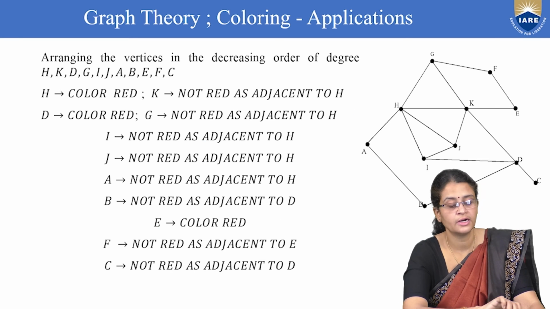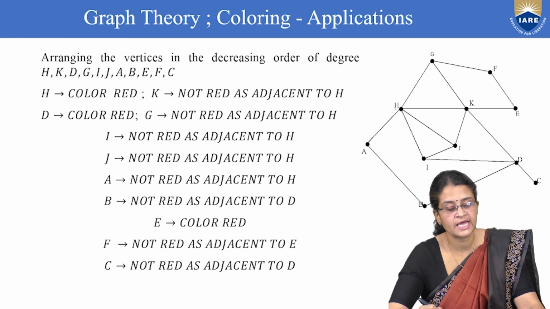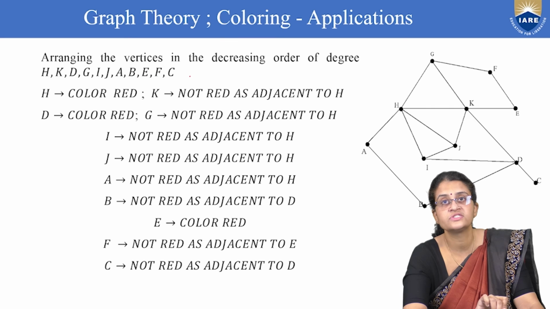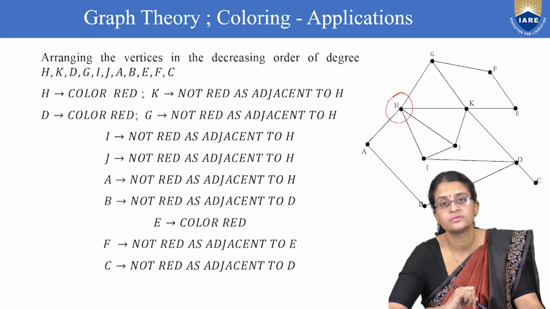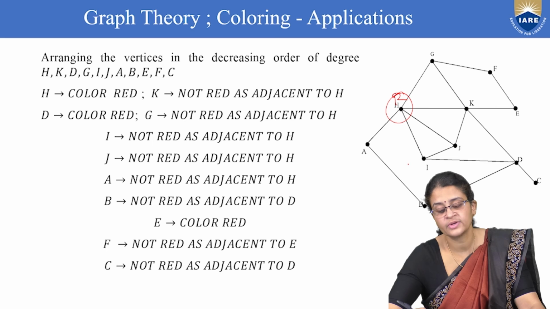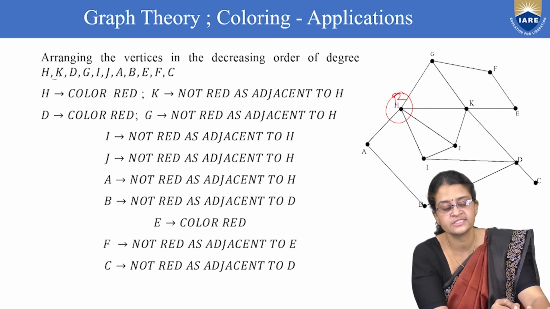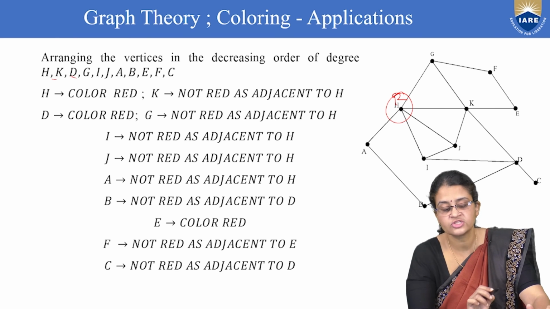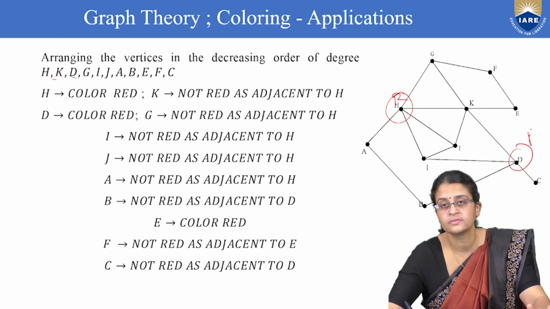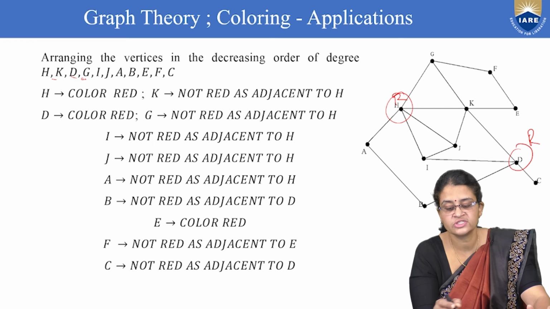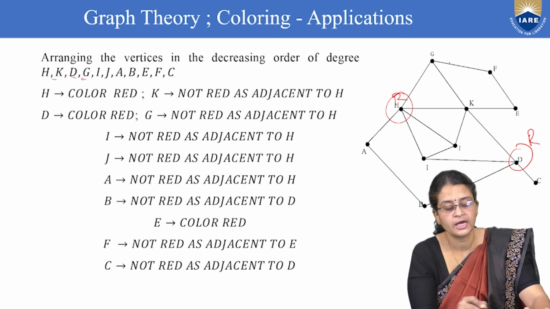Arranging the vertices in the order of the sequence, we have H, K, D, G, I, J, A, B, E, F, C. We color H first, because H is the vertex with maximum degree, and we color it red. Then we search for the next vertex which is non-adjacent to H. We cannot take K, because K is adjacent to H. Then D is non-adjacent to H, so we can color it red also. Now for G, we cannot color it red. And I is adjacent to H, so we cannot color it with red.